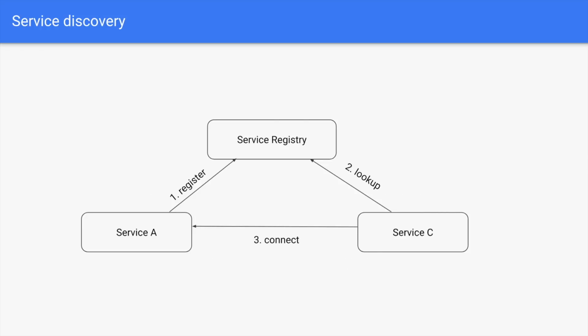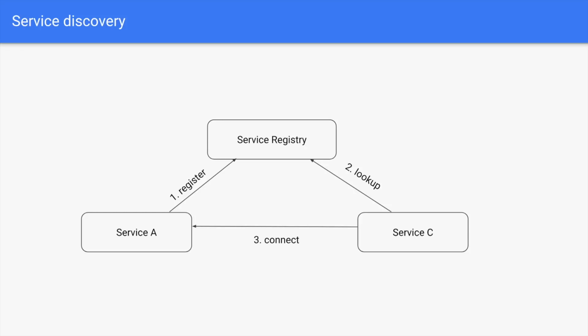So let's say you have a single service registry, and whenever any of the services comes up, it starts, it will register itself to this registry. It will say, hey, my name is service A and this is my IP address. Please keep it in your registry.